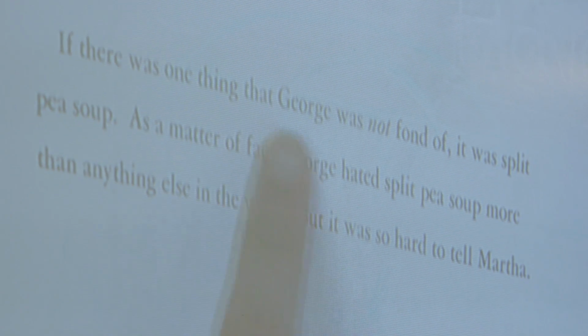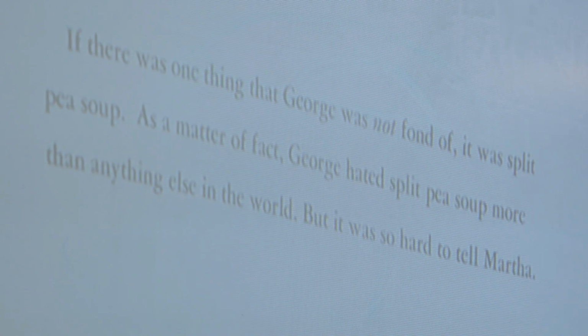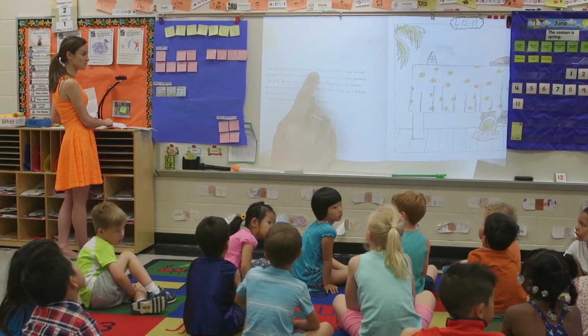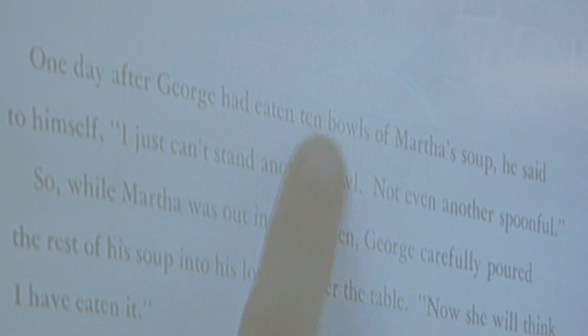If there was one thing that George was not fond of, it was split pea soup. Can you model for us how to slide through this word, please? Ten.